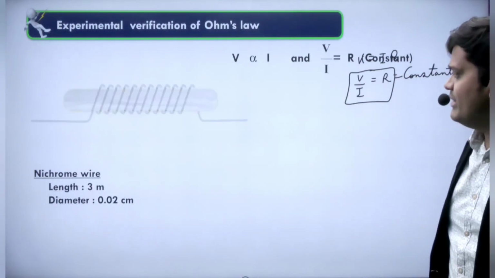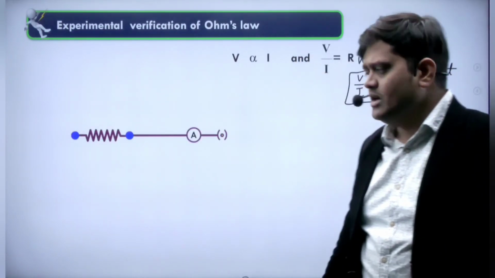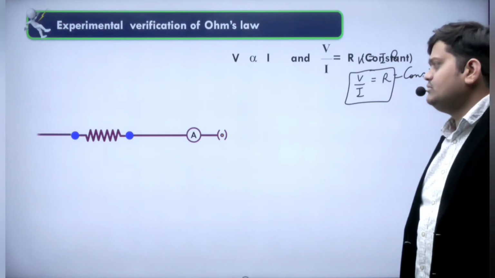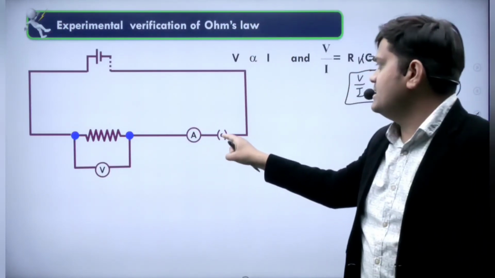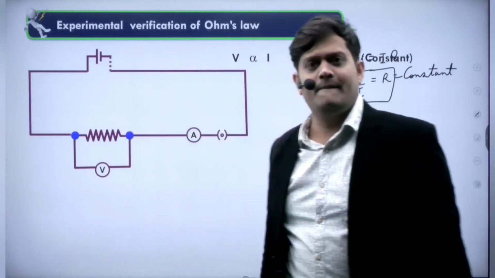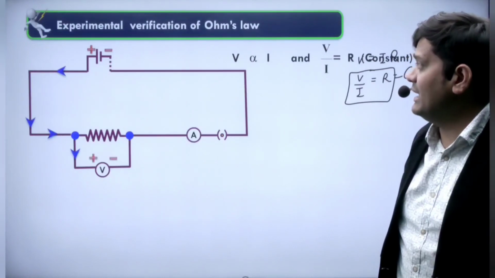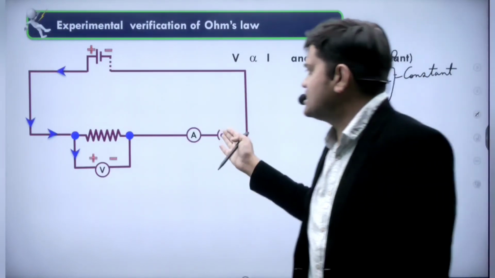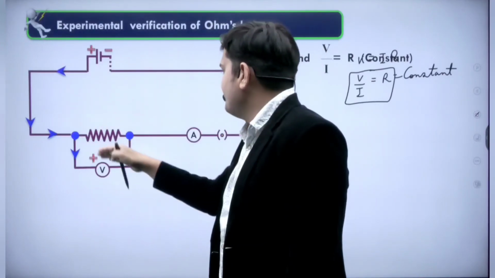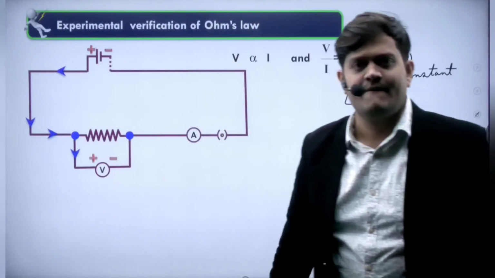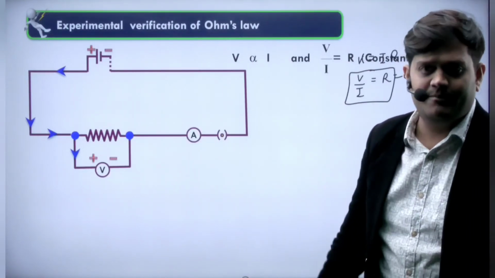Now we have a circuit. In that circuit, the voltmeter is connected in parallel, the ammeter is connected in series, and there is a cell. Here we have a table. First of all, when the key is closed, the current is flowing. As we know, current flows from high to low potential, because there is a cell, there is a potential difference, so the current is flowing.